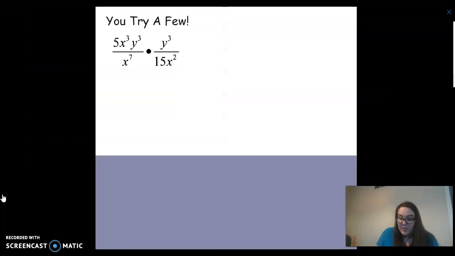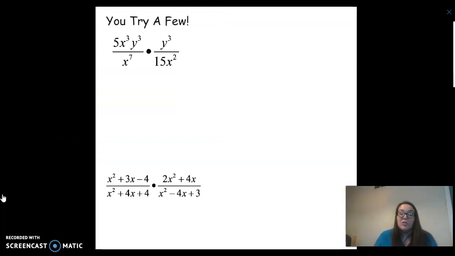Alright, on this page here, I just have a couple that I want you to try. I realize this last example down here is a lot of factoring, but what I want you to do is simplify these, pause it. All I'm going to put down is my answers, so you can see if you got it right, and then you are ready to go for the practice.